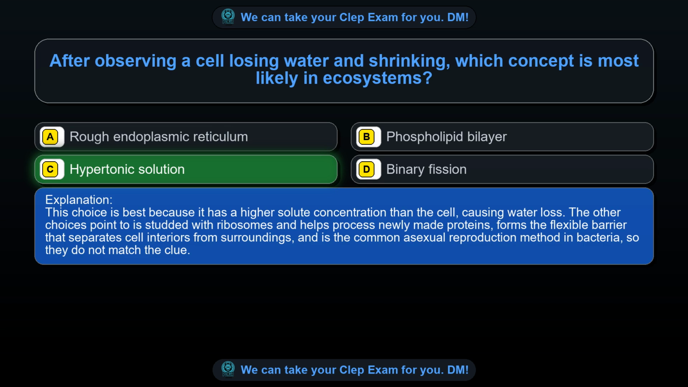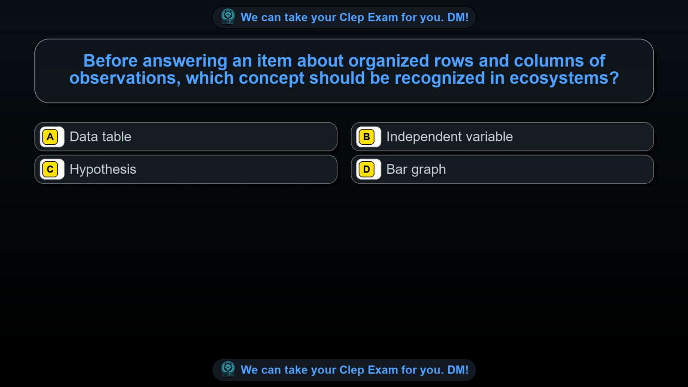This choice is best because it has a higher solute concentration than the cell, causing water loss. The other choices point to a structure that is studded with ribosomes and helps process newly made proteins, the flexible barrier that separates cell interiors from surroundings, and the common asexual reproduction method in bacteria, so they do not match the clue.